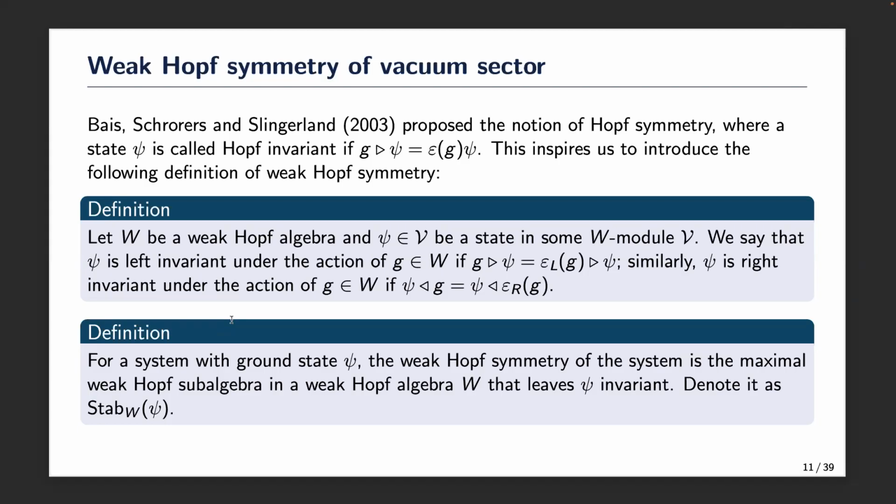For a Hopf algebra W, a state psi in some W-module V is called left invariant under the action of g if the action of g on this psi is equivalent to the action of epsilon_L(g) on this psi. And similarly, a right invariant state is given by the right action of this element being equivalent to the action of epsilon_R(g) in this sense. And so, for a system with ground state psi, the Hopf symmetry of the system is the maximum Hopf subalgebra in the Hopf algebra W that leaves the psi invariant.